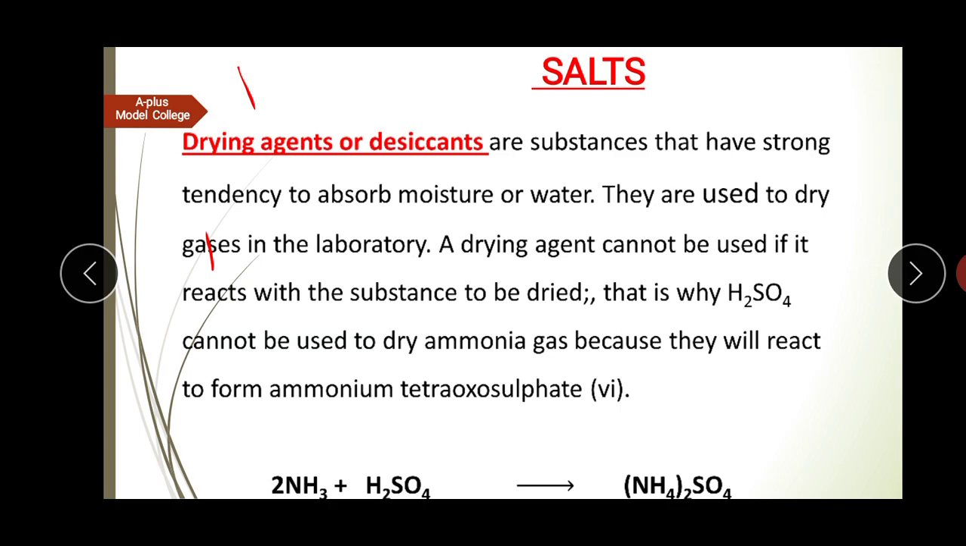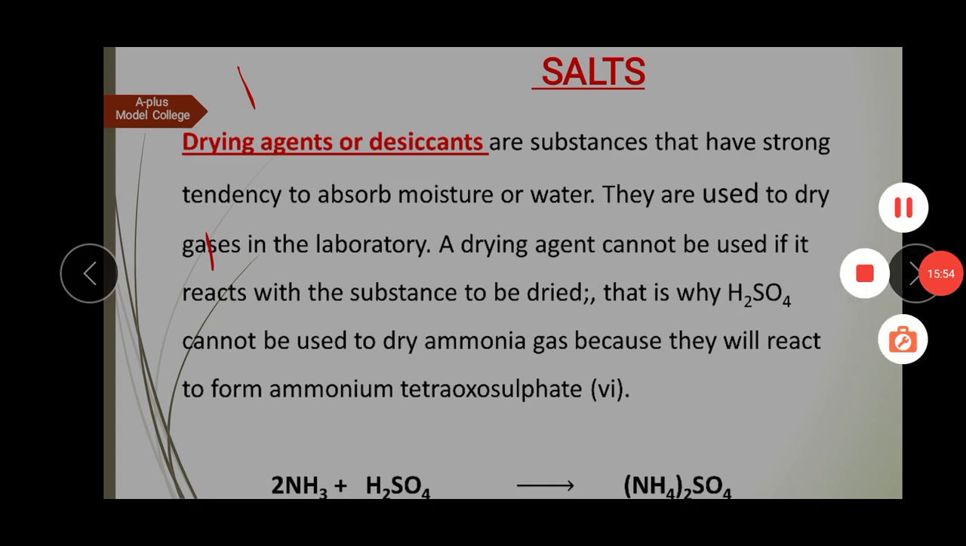This is a past question. That's why I laid more emphasis on this aspect. A drying agent should not react with the substance you are drying. And that is the reason why H2SO4 is not used to dry ammonia. That is why we use calcium oxide, because calcium oxide does not react with ammonia gas. So desiccants are drying agents and they are hygroscopic substances just because they absorb moisture and never turn into a solution.